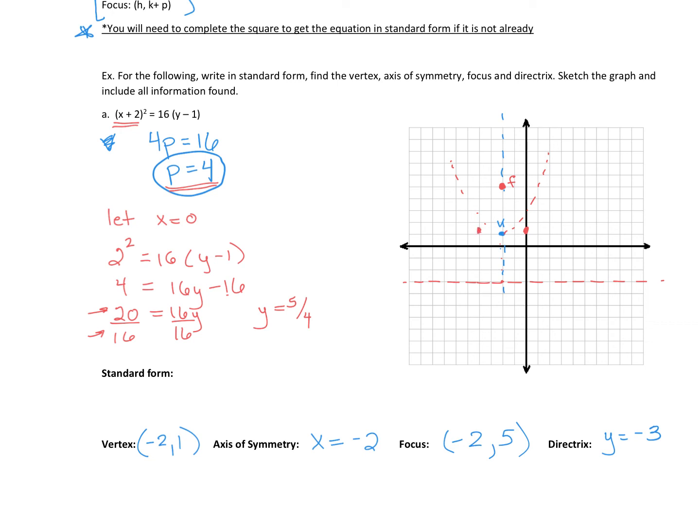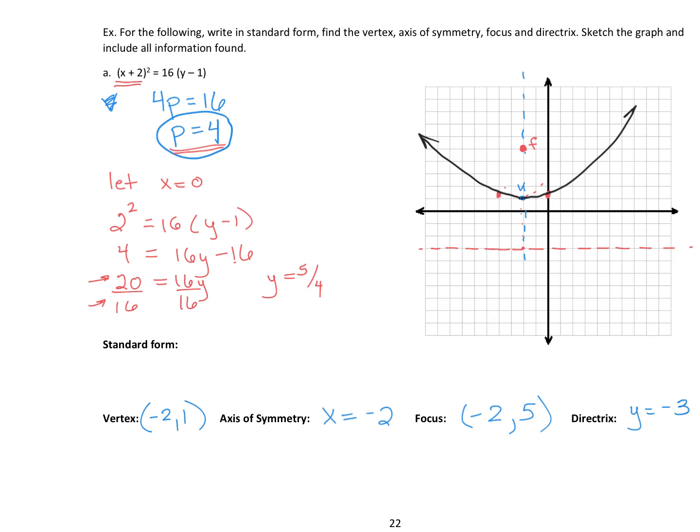And we know it's symmetric. So let's see if we can get rid of these dashed lines here. Okay, and then I will sketch our graph, which looks like this. Okay.